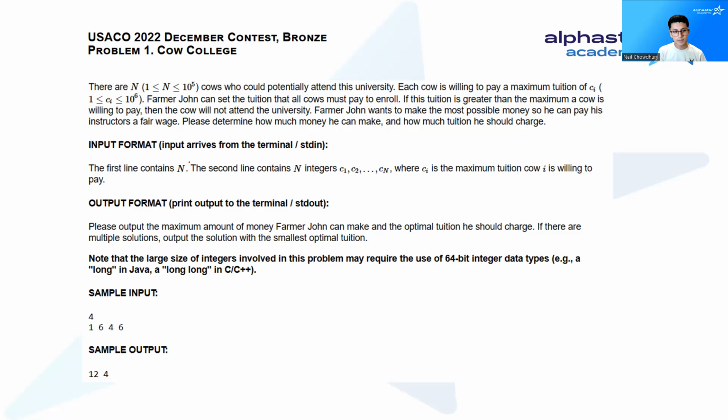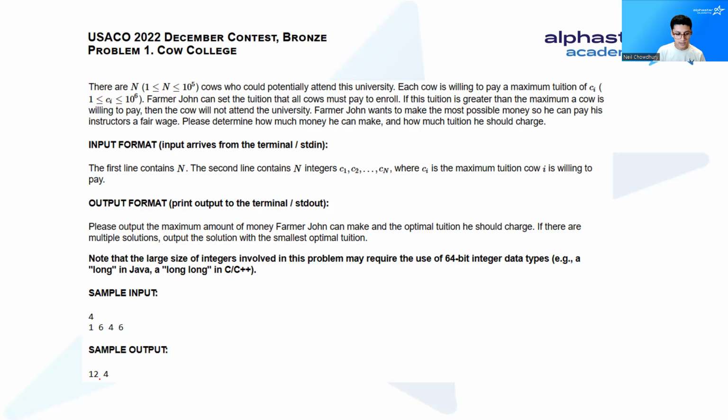And so our sample is we have an input. We start with n, and then we're given n integers. So here n is 4, and then we're given 4 integers, 1, 6, 4, and 6. Each of those is one of the c_i's. And then we want to output the max amount of money that Farmer John can make and the optimal tuition he should charge. In this case, the optimal tuition is 4.